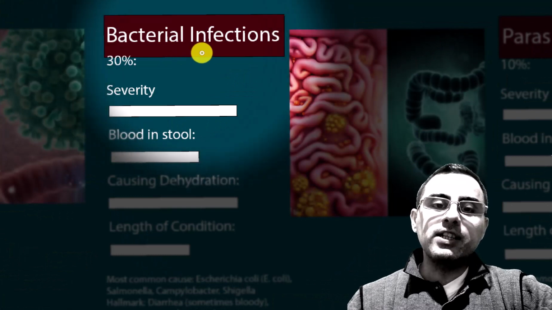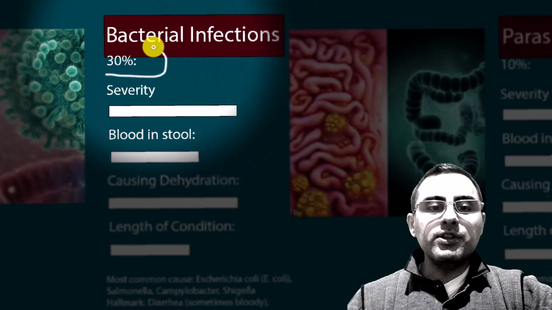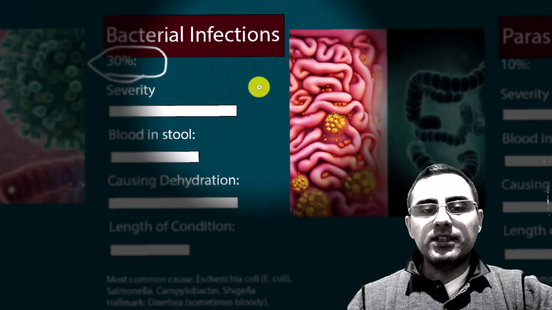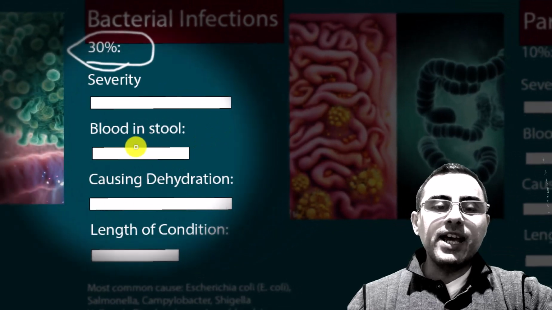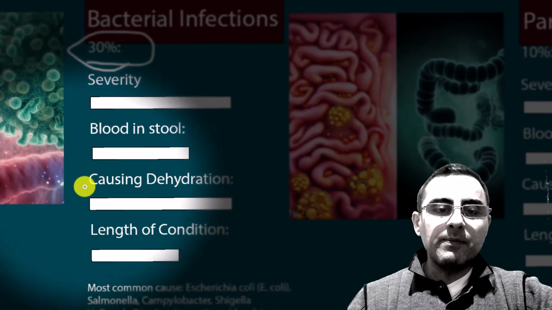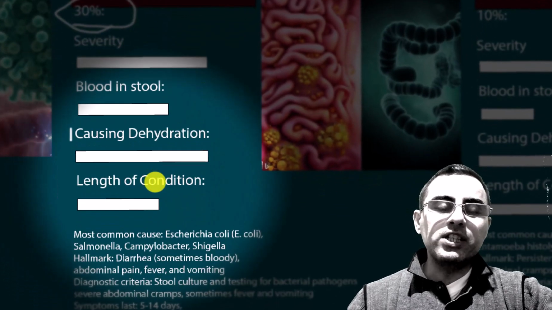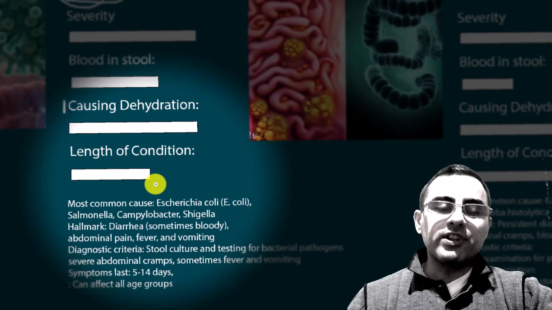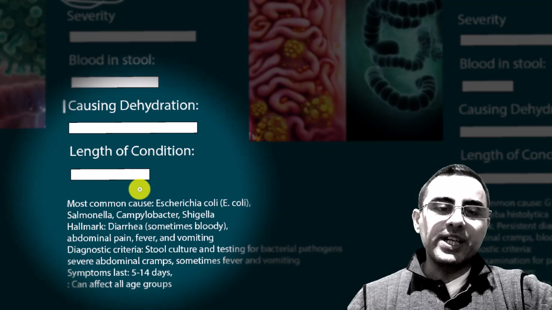Bacterial infection is the second most common cause of diarrhea. It occurs in 30% of cases. Its severity can be severe. Many cases have blood in the stool. It can cause dehydration, and the condition usually lasts more than 5 days. It can last up to 2 weeks.